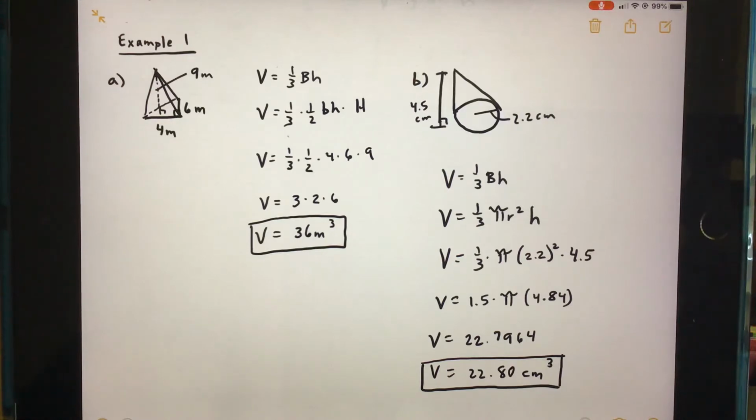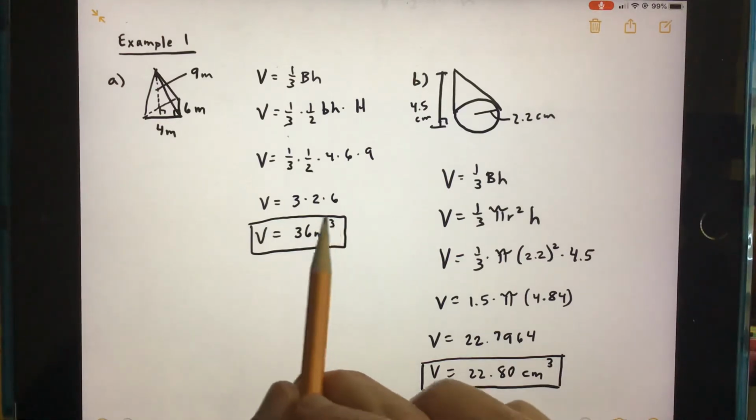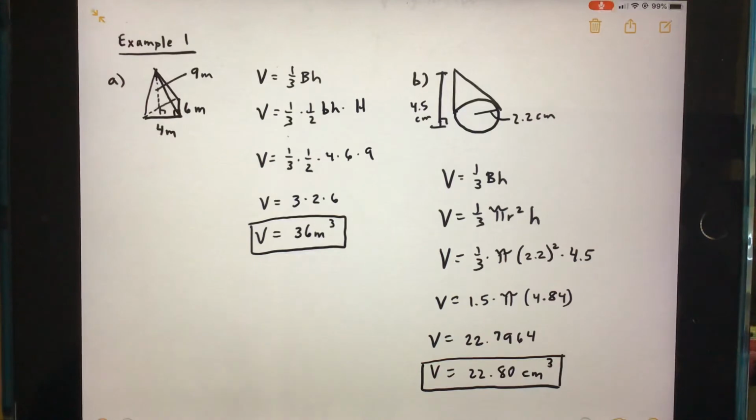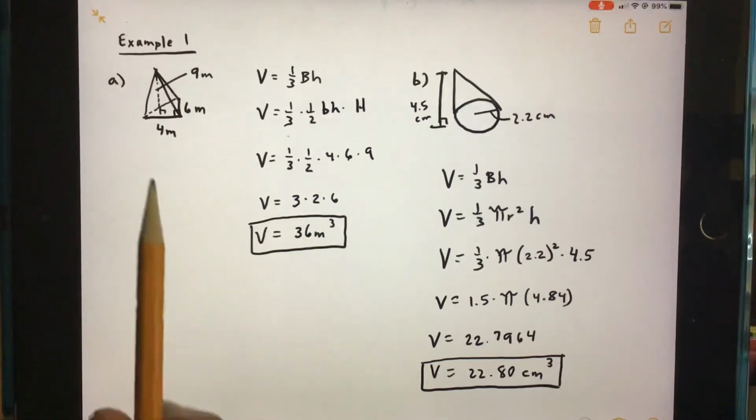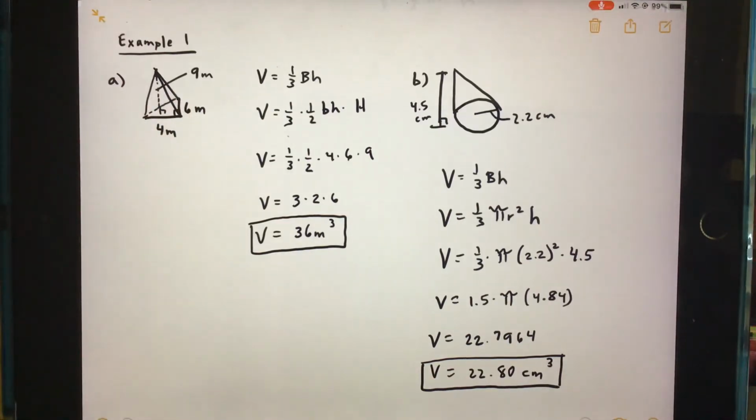Now we're counting cubic meters, meters cubed. Make sure that you designate what you're counting here. Don't just write V equals 36. That won't be enough when we're given specific information about the units that are being used to measure the figure.